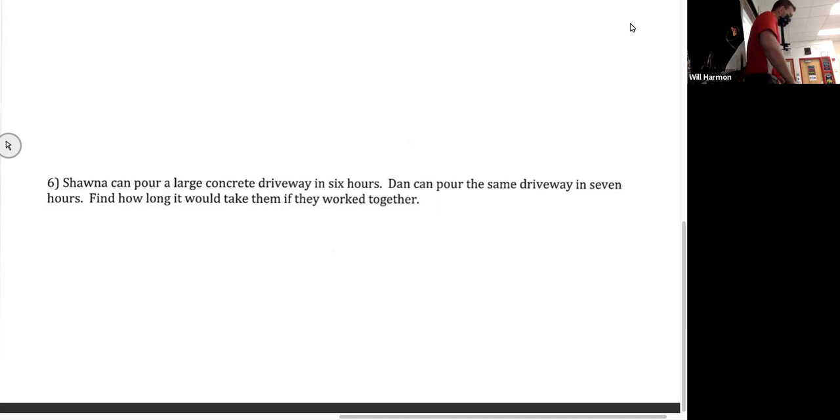So here we go. Shauna can pour a large concrete driveway in 6 hours. Dan can pour the same driveway in 7 hours. Find how long it would take them both to work together. All right, same thing. If you're raking a yard, if you rake it, it takes you 6 hours. If Mike rakes it, it takes him 7 hours. Okay? How long would it take both of you to rake?